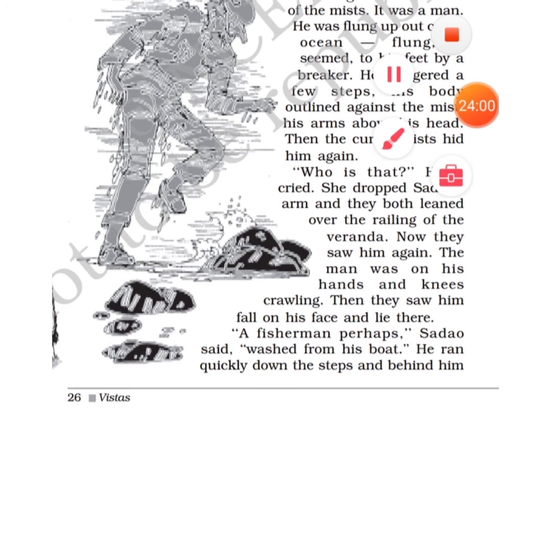Now let's see. Who is that? Hana cried. She dropped Sadao's arm and they both leaned over the railing of the veranda. They were standing in the balcony outside. There was a railing, so they leaned upon the railing to have a clear look. Now they saw him again. The man was on his hands and knees crawling. Then they saw him fall on his face and lie there.